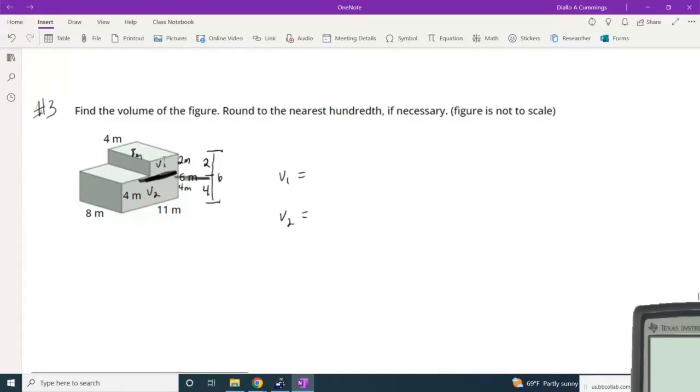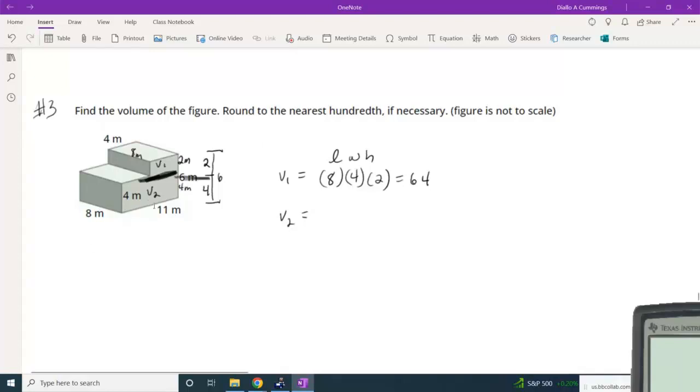So in order to find the volume of the first figure, we're going to take the length times the width times the height. So the length is going to be 8. The width is going to be 4. And the height is going to be 2. So we multiply those together. 8 times 4 is 32. 32 times 2 is going to give us 64. I'm just going to forego the units and put our units on last.